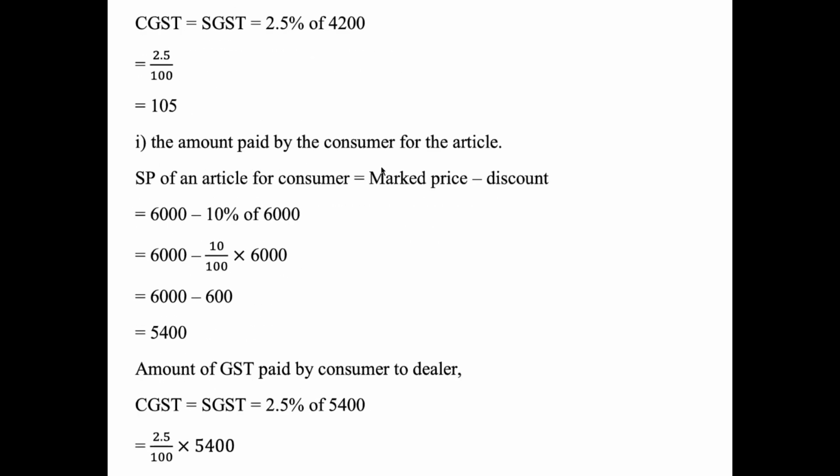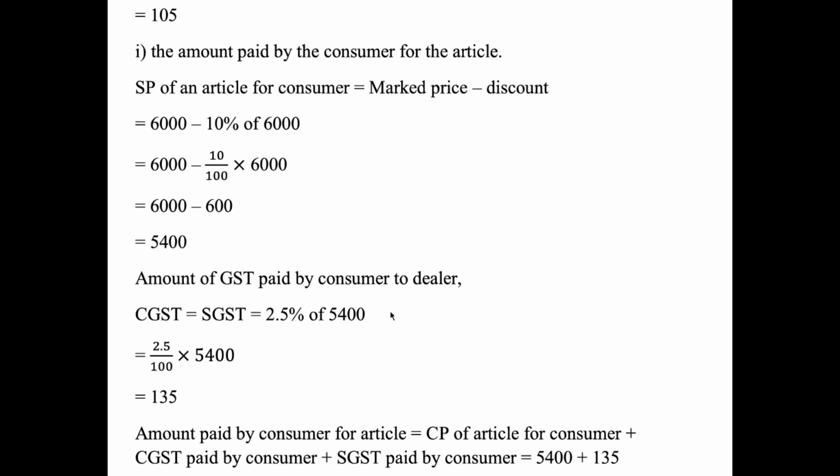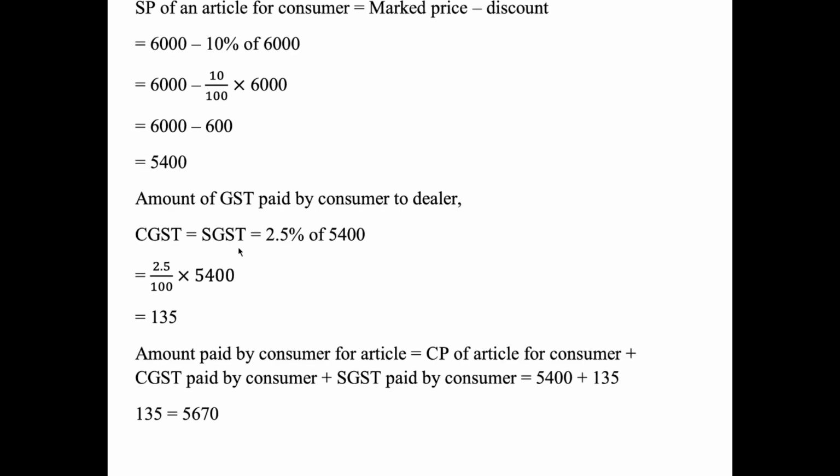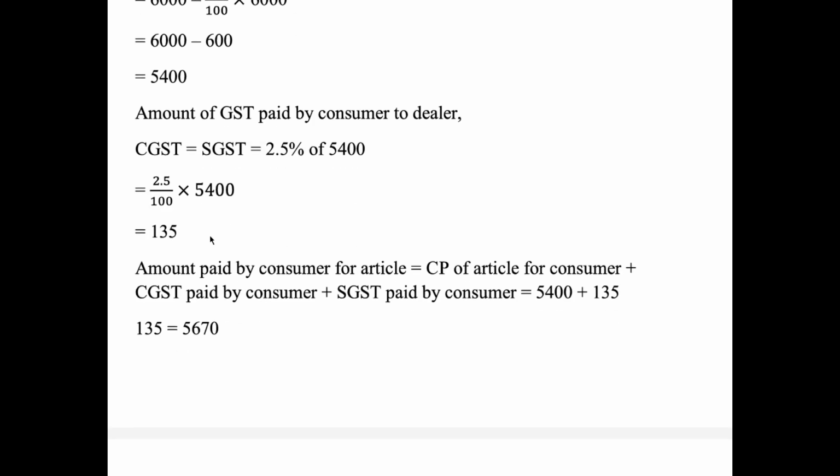So the amount paid by the consumer for the article, SP of the article for the consumer, that is marked price minus discount. So 6,000 minus 10% of 6,000, that is 5400. Now the amount of GST paid by consumer to the dealer, that is CGST is equal to SGST is equal to 2.5% of 5400, that comes to 135 rupees.